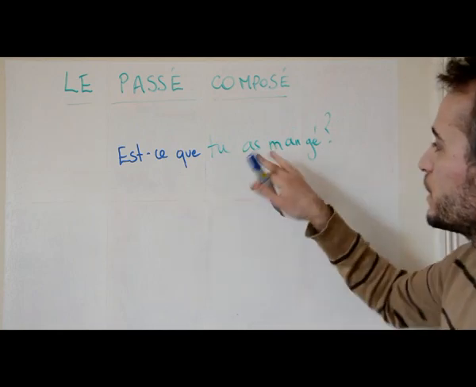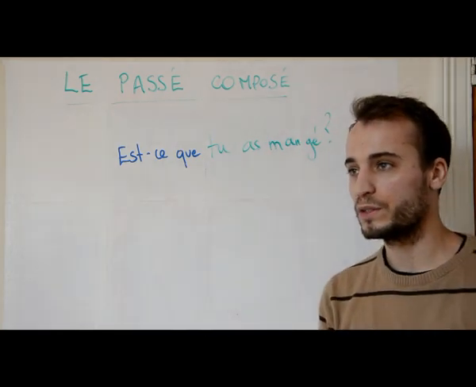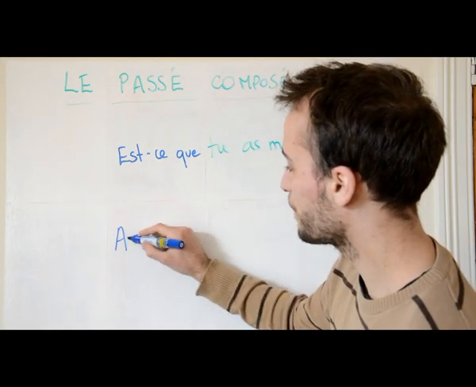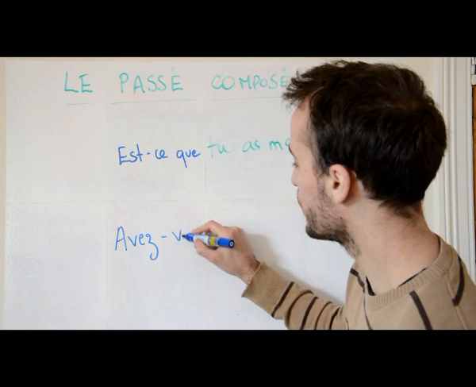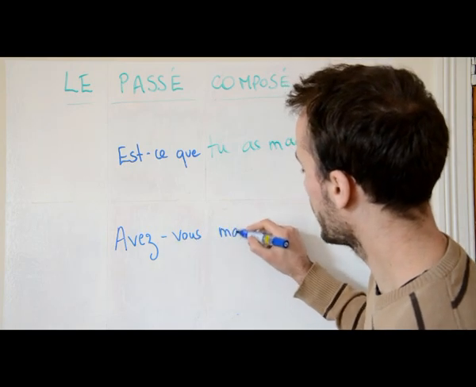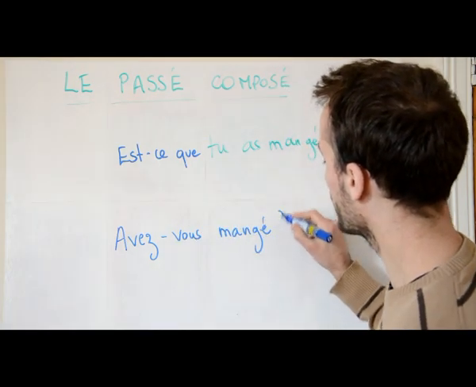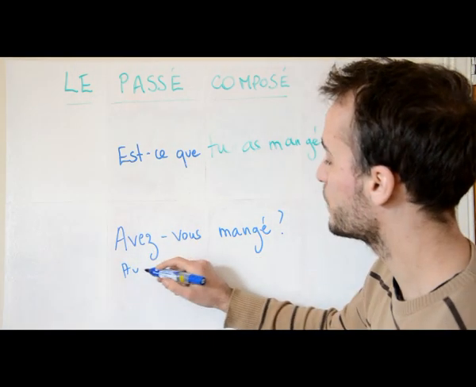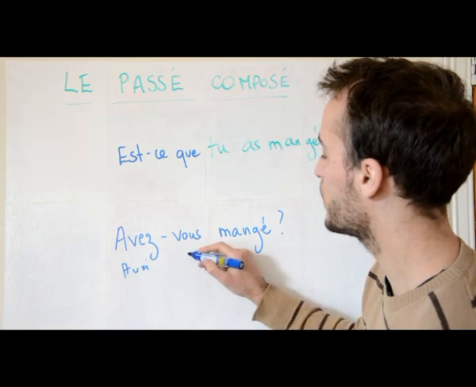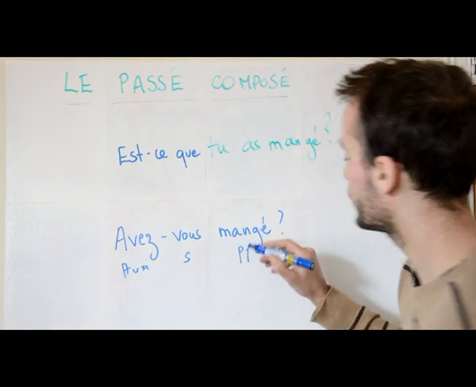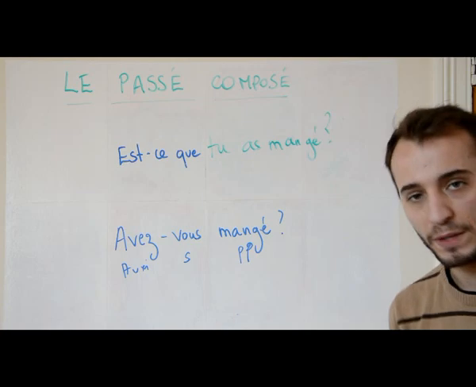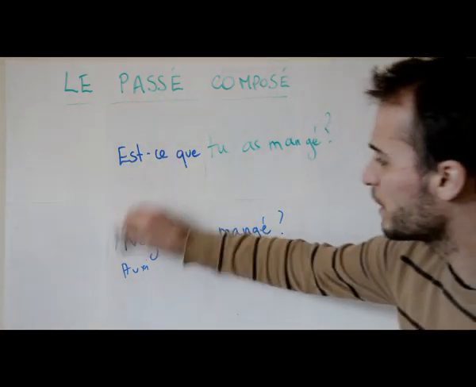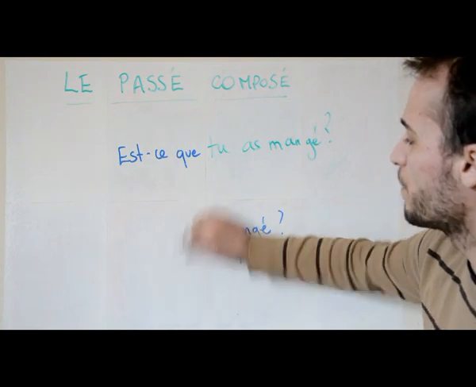Then if I want to switch the verb and the subject in this kind of question, I would say, for instance, avez-vous mangé? So you see that you switch the auxiliary and the subject, and the past participle stays here. So it's avez-vous mangé? That's something you can say too. So that was how to make a question with the passé composé.